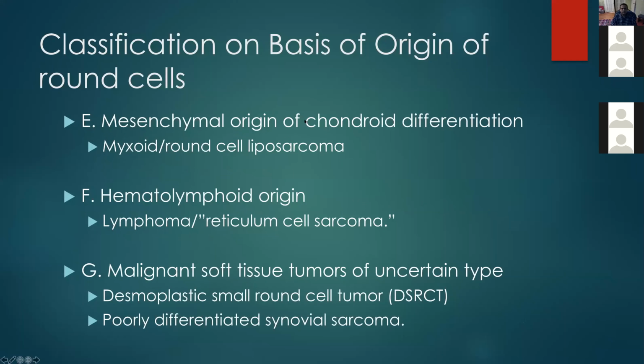This is a mistaken typing here. It should not be chondroid, but actually lipoid or adipose differentiation, and you see liposarcoma. You can have a hematolymphoid origin and you have a lymphoma. You can have uncertain type, which is really no differentiation, and you can have all these unusual tumors, which we will not spend too much time on.